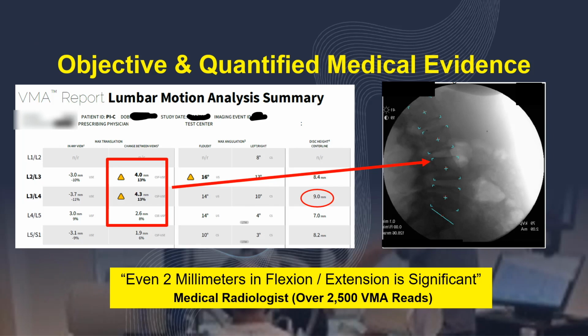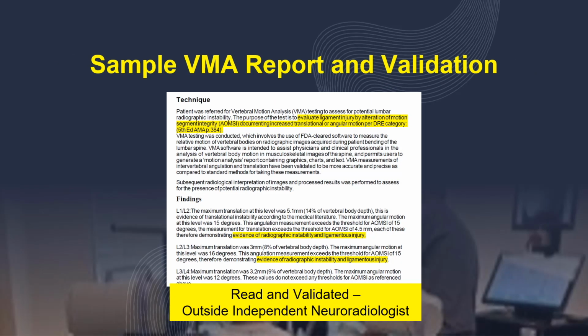And even 2 millimeters, even though in this particular case it doesn't reach the threshold in the lumbar spine for permanency, even 2 millimeters is significant in flexion and extension. And the same goes for the cervical region as well. Even if it doesn't hit that 3.5 permanency level in the cervical region, 2 millimeters is still significant.